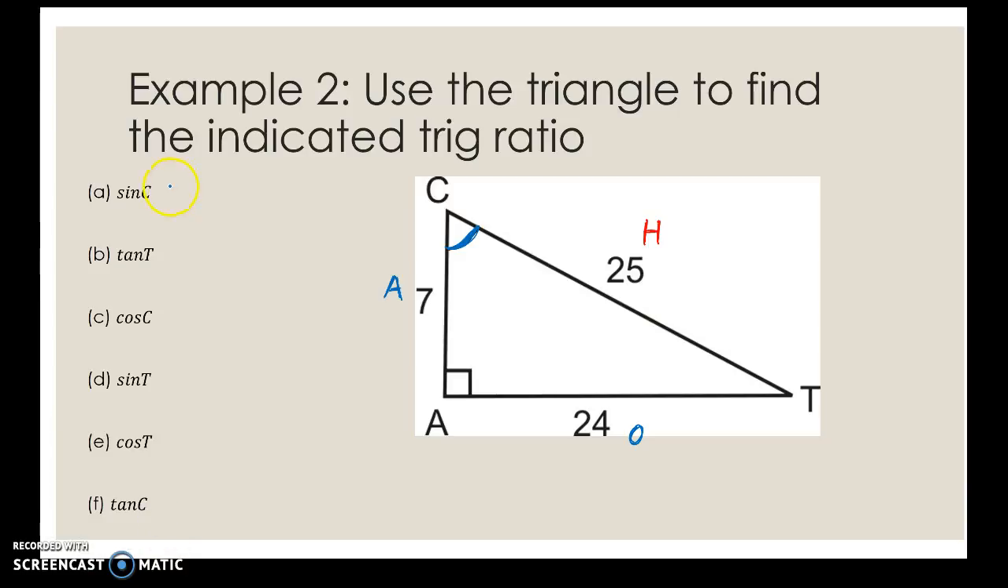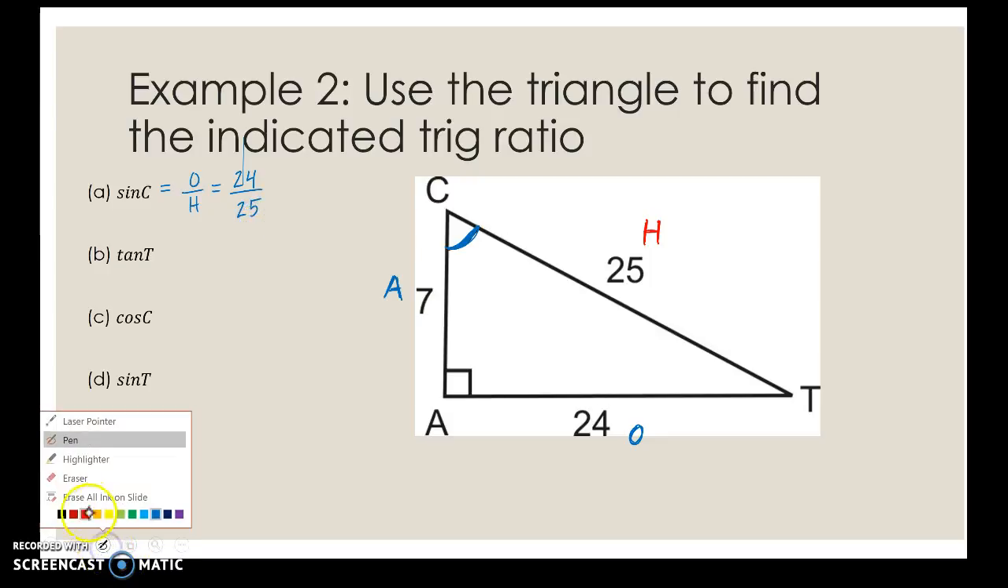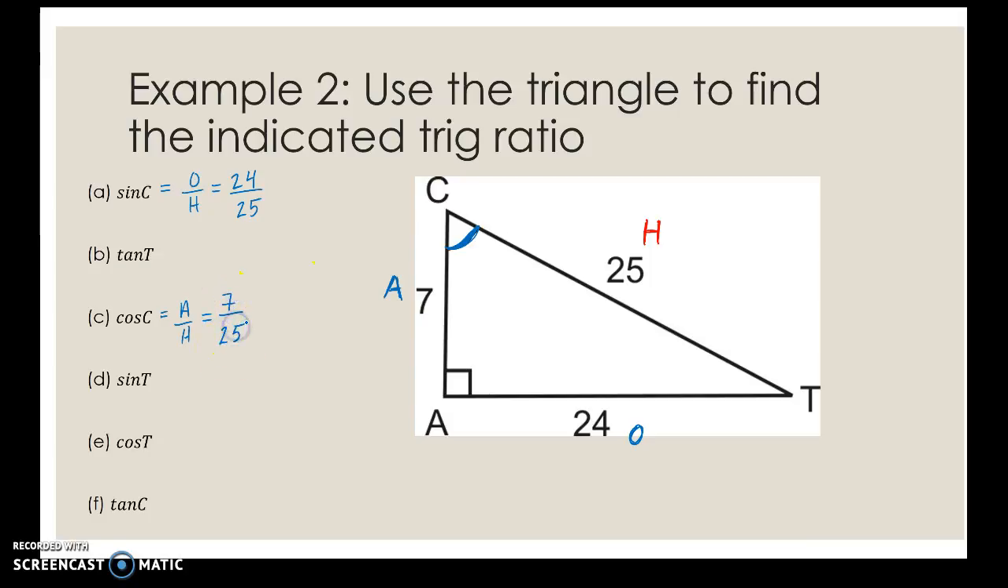The sine of angle C: the trig ratio for sine is the opposite side to the hypotenuse of the triangle. From C, the opposite side has a length of 24 and the hypotenuse has a length of 25. Skipping down to the cosine of C, the cosine ratio is the adjacent side to the hypotenuse. From angle C, the adjacent side has a length of 7, the hypotenuse has a length of 25. And lastly, the tangent of angle C is the opposite side to the adjacent side. Opposite of angle C is a length of 24, adjacent to angle C is a length of 7.